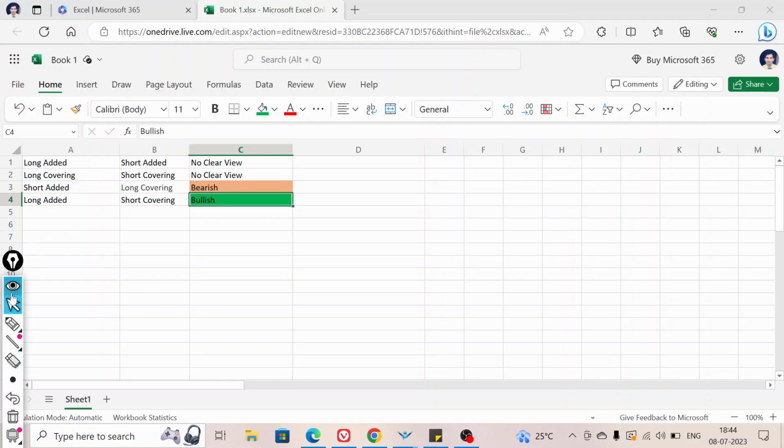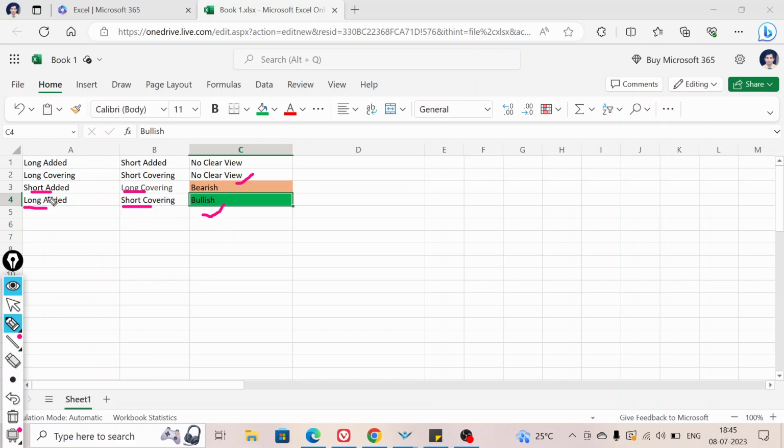If they add to the longs and they add to the shorts, this generates no clear view. Also, if they cover their longs and also cover their shorts, that also indicates no clear view. But if they add to shorts and cover their longs, that is a bearish indication. And if they add to the longs and start covering their shorts, that is a bullish indication.